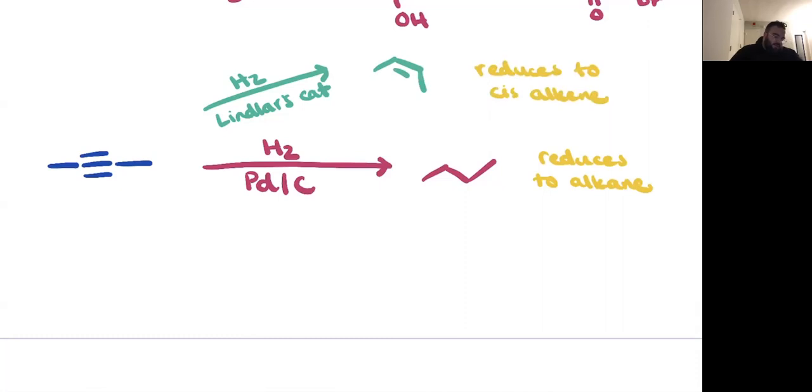Okay, and then for your trans alkene, we actually have a type of reduction called a dissolving metal reduction. That's just with sodium and ammonia at -78 degrees Celsius. Sometimes I have seen lithium used as well. So you can use sodium or lithium, either one is fine. But then this will give you the trans alkene.